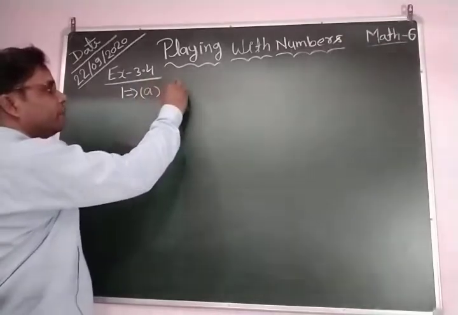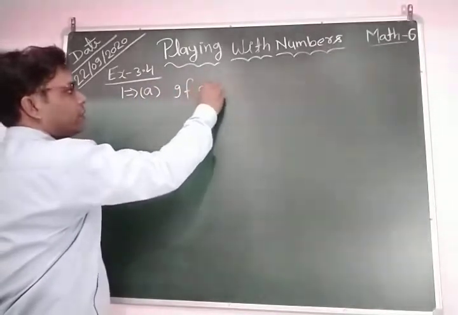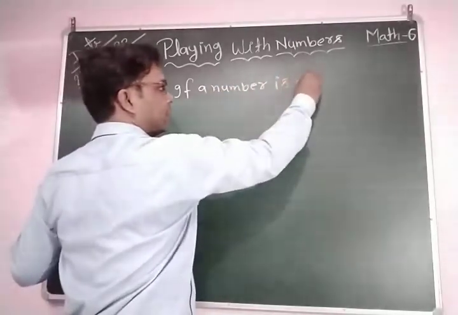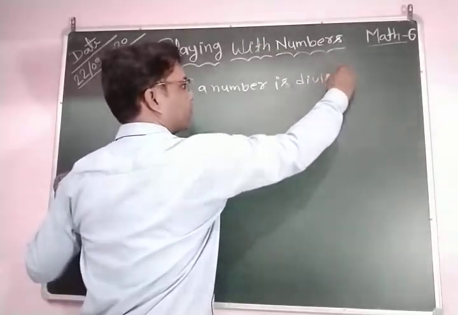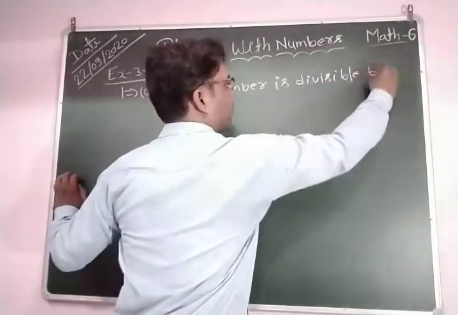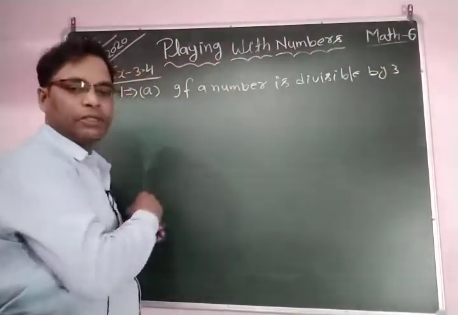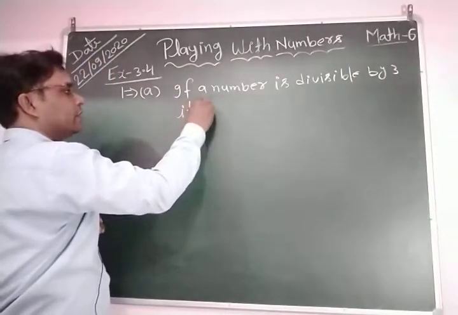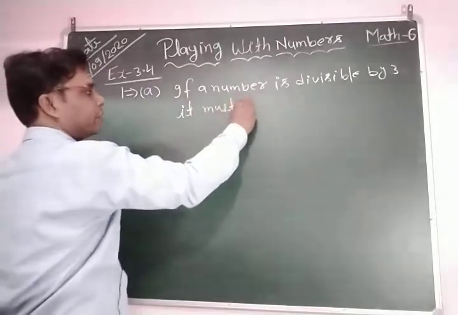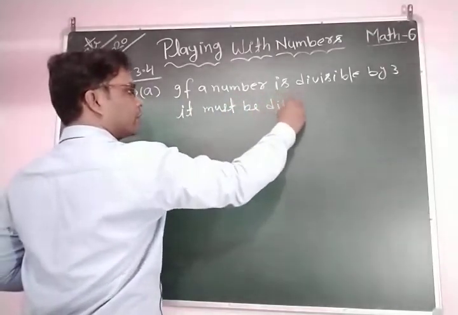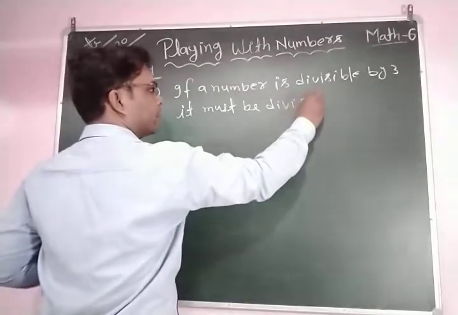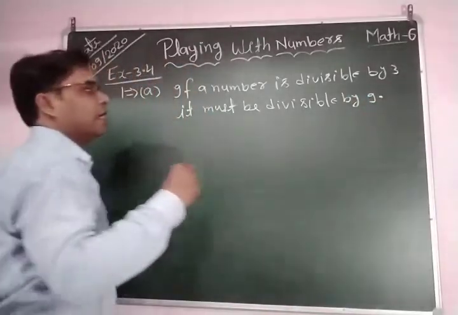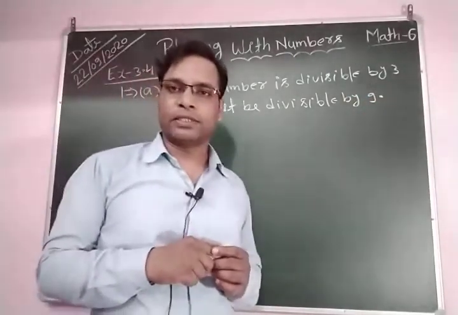If a number is divisible by 3, it must be divisible by 9. So is this statement true or false? We need to find that here.